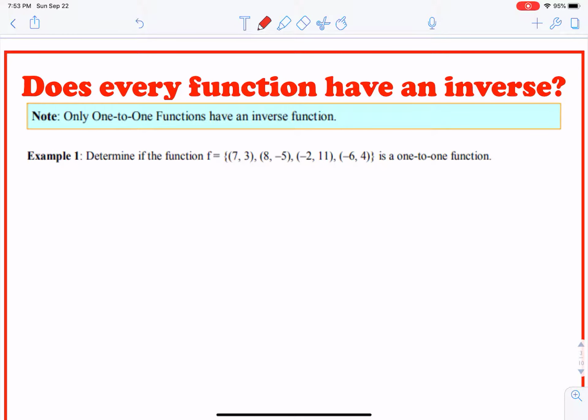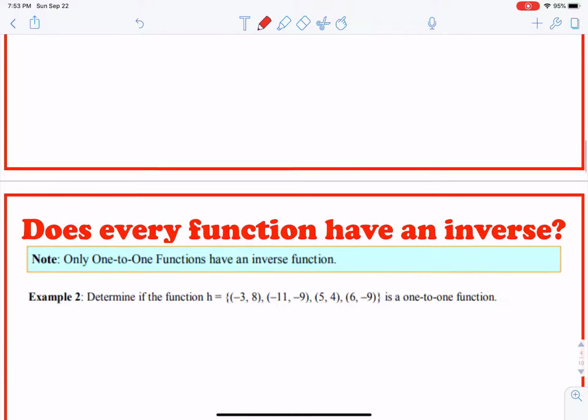So let's take a look at this. A one-to-one function is a function that I like to say is forwards and backwards a function. Every domain value maps to only one range value, and every range value maps to only one domain value. So if I look here, 7 only maps to 3, 8 maps to -5, -2 maps to 11, and -6 maps to 4. So this is a one-to-one function. There are no repeated inputs or domain values, and there are also no repeated outputs or range values.